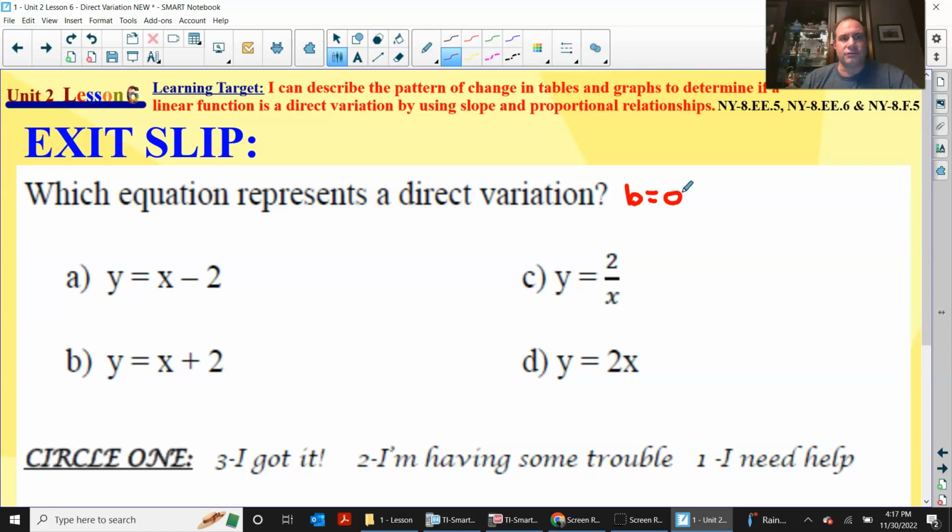So let's talk about it. Which equation represents a direct variation? So let's just talk about this one, a. What's the slope of a? What's the number that's directly before x? That's 1. What's the other number? That's the y-intercept, -2. This is not a direct variation. Cancel it. What's the number before x here? Yes, it is 1. What's the y-intercept? Yes, it is 2. This is not a direct variation. Cancel it.